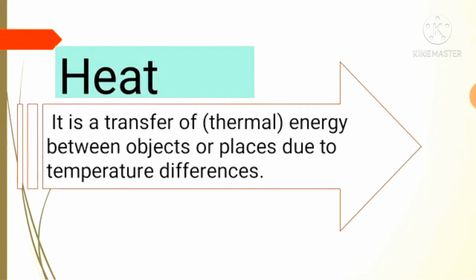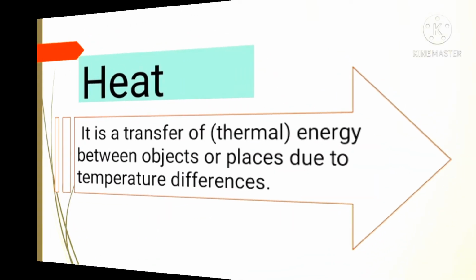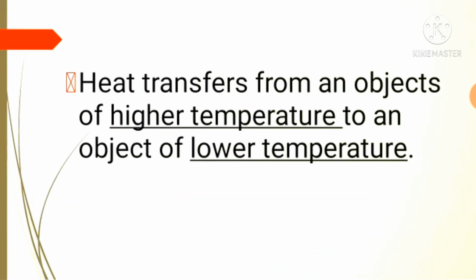Okay, let us now define what is heat. When we say heat, it is a transfer of energy between objects or places due to temperature differences. Heat transfers from an object of a higher temperature to an object of a lower temperature, meaning from a hotter object to a colder object. So, when we say higher temperature, it is hot, while lower temperature, it is cold.